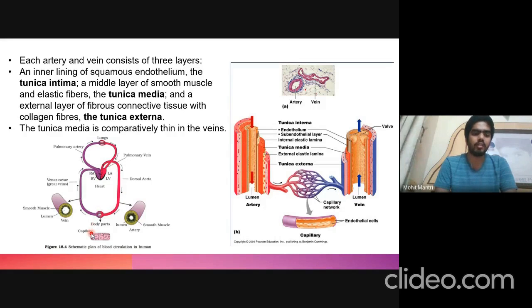tissue, and the metabolic waste product as well as the carbon dioxide will be collected, and the blood will become deoxygenated. This deoxygenated blood will flow in the veins and will reach the right atrium and then the right ventricle, and then it will move to the lungs via the pulmonary artery, where it will get oxygenated.